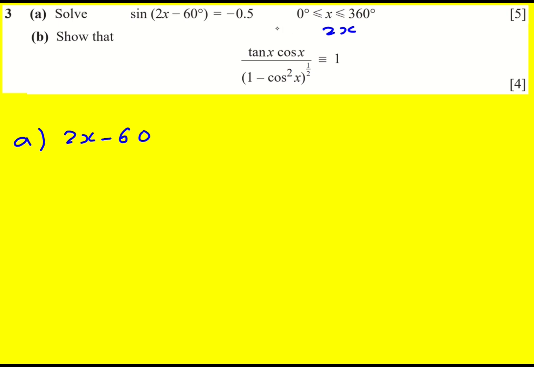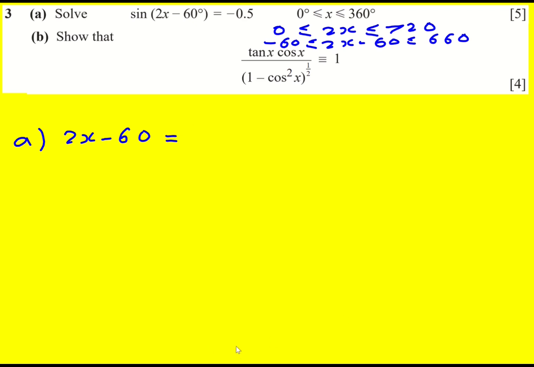So if I times through by 2, I'll get 0 to 720. And if I minus 60, it will be minus 60 to 660. That's the range I'm interested in.